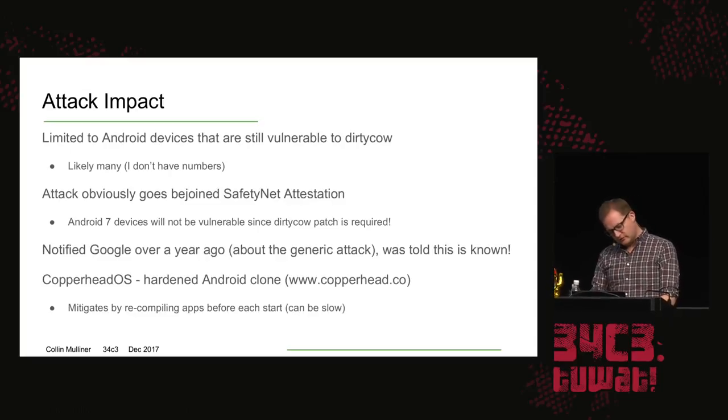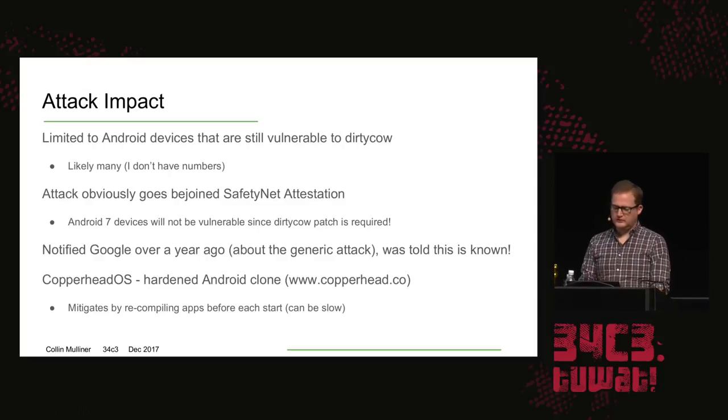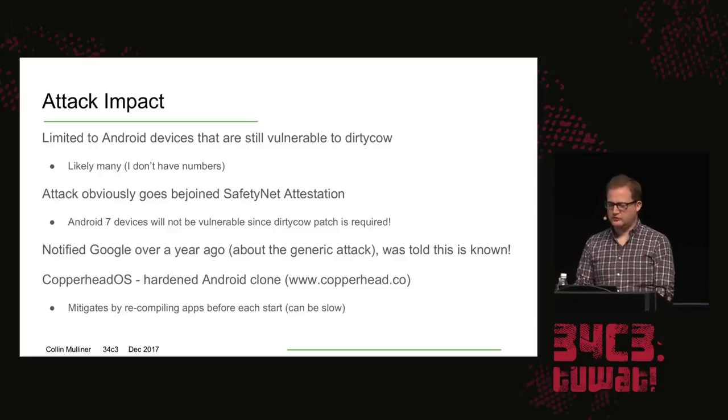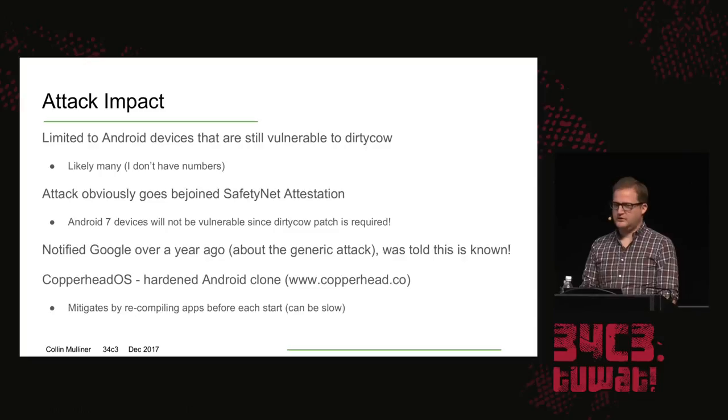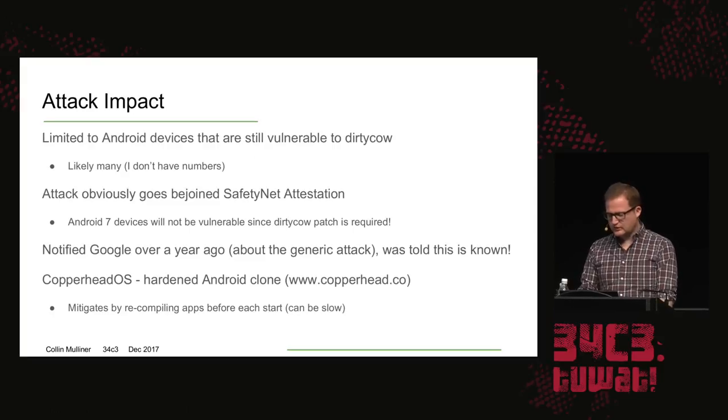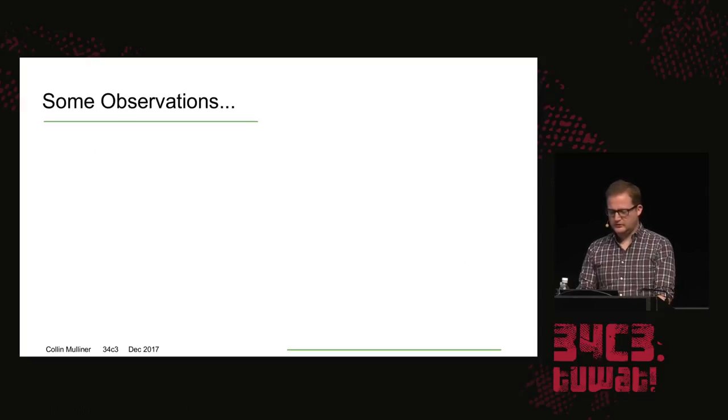The nice part is Android 7 devices will not be vulnerable, because Google changed the policy for their CTS tests. They will actually check if your kernel still has this bug, and then you will not get Google certification for Android 7 devices. The generic attack, I told Google I guess probably 2 years ago. So they know it, but it's hard to fix. Copperhead OS is a hardened Android clone. By design, they mitigate any kind of these attacks by recompiling every app on every start. So that would kill modified ODEX files.